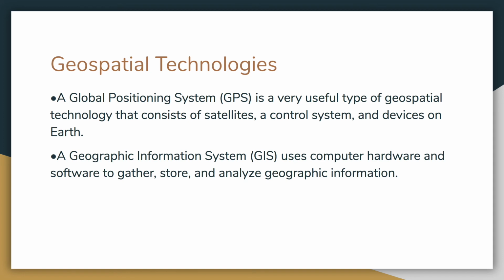A little bit different, a geographic information system. Another important geospatial technology is known as the GIS, or Geographic Information System. These systems consist of computer hardware and software that gather, store, and analyze geographic information. The information is shown on a computer screen. Sometimes it is displayed as a map. Sometimes the information is shown in other ways.